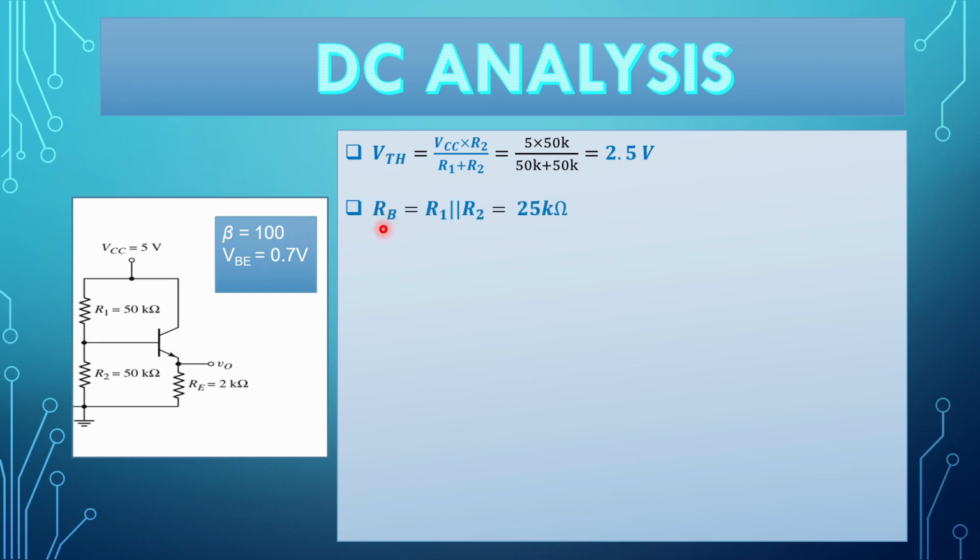Now let's move on to calculating the RB value. The RB value is given as R1 parallel R2. So R1 parallel R2 will give you a value of 25 kilo ohms, and that is the value of RB.